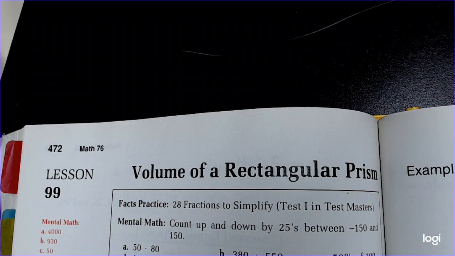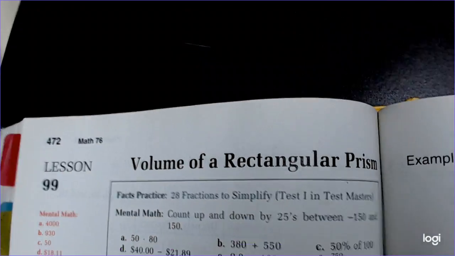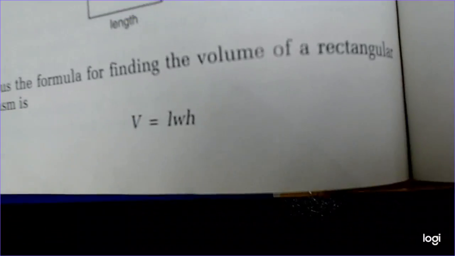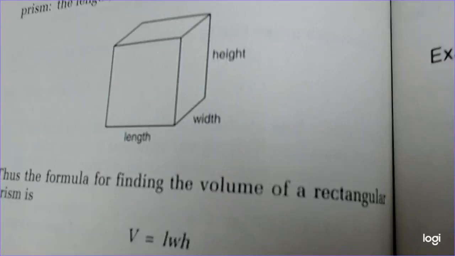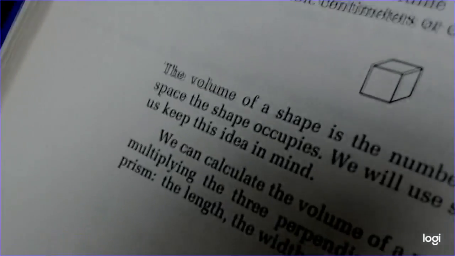Math 76, lesson 99, volume of a rectangular prism. Okay, there's two ways to do this. The book way, you can find at the bottom of page 472. It's right there. It's volume equals length times width times height, right? And here they show you the length, the width, and the height.